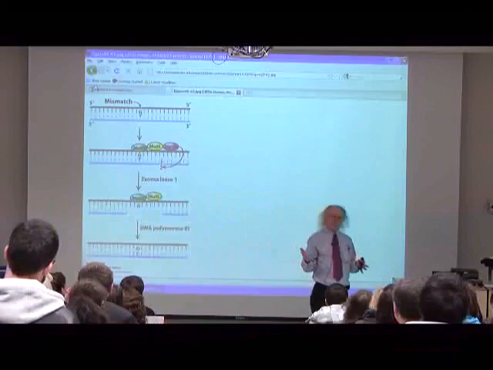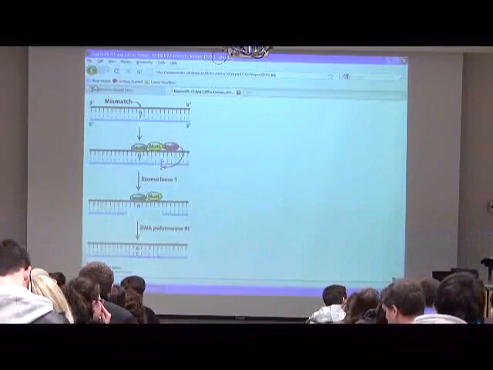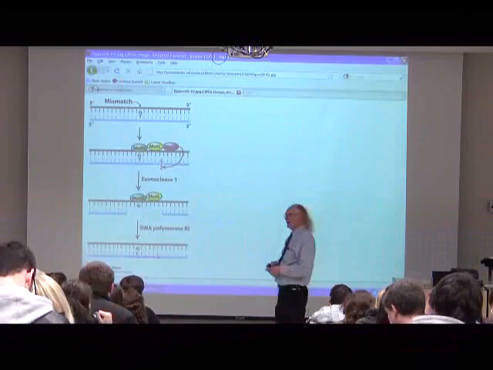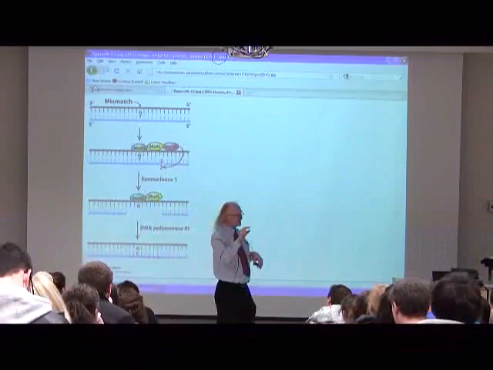Okay? So the system it uses is a system of methylation. Methylation means putting a methyl group onto something. Now, it turns out that E. coli have a methylation system that whenever it sees the sequence GATC, it puts a methyl on the A.